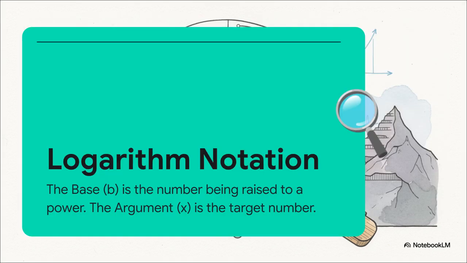All right, let's quickly break down the lingo so you know how to read this stuff. That little number down low, the b, that's called the base. Super important. It's the number we're raising to a power. And the bigger number next to it, the x, that's called the argument. That's our target. That's the number we're trying to get to.